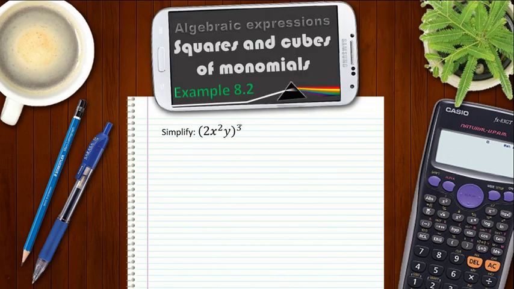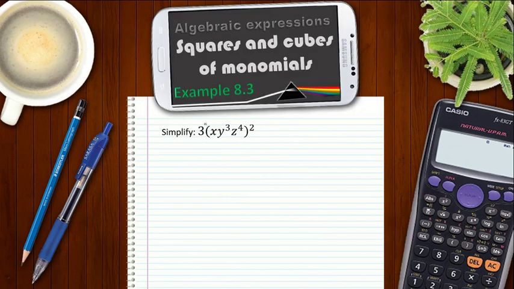For this one, once again, this cube goes to each and every base. So we have 2 cubed, x to the power of 2 times 3, and y to the power of 3. Simplifying that, 2 to the power of 3 is 2 times 2 times 2, which gives me 8, x to the power of 6 and y to the power of 3.